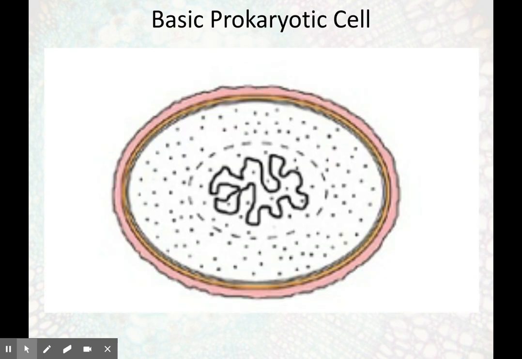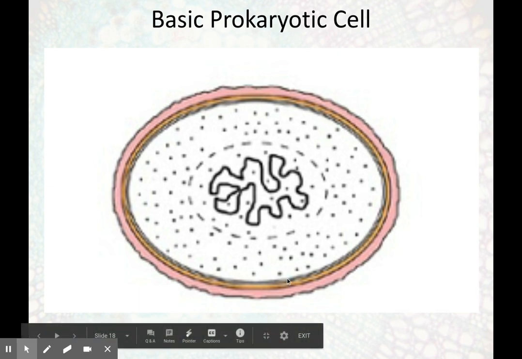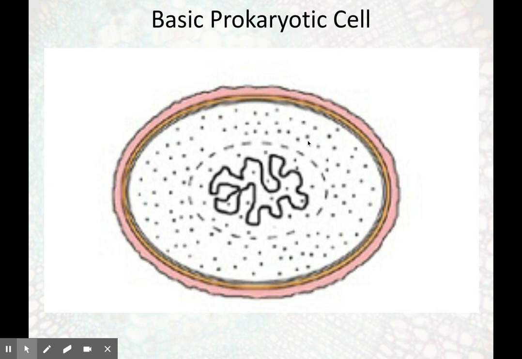So here we have a basic prokaryotic cell. There's not a lot going on. It has one big membrane around the outside. That's this pink layer. And inside, it's filled with some DNA, which is this black squiggly thing. And then tiny little dots called ribosomes that we'll get to later. But this is it. This is the cell.